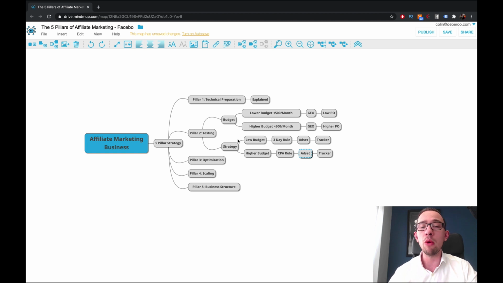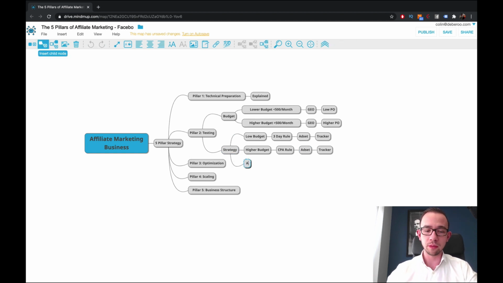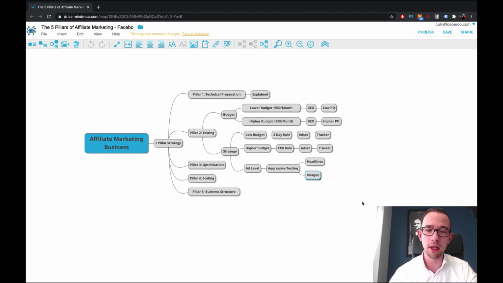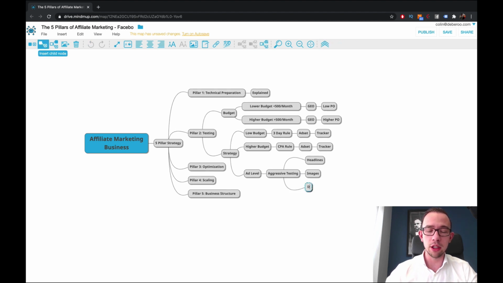What I will do, however, I will move to the ad level, which we use a strategy in the second pillar called aggressive testing. Well, I think it kind of explains itself, is we do a lot of testing on the following points: headlines, images or videos, right? Descriptions. And descriptions, again, like headlines, include like emoticons, for example. Just one example we apply.